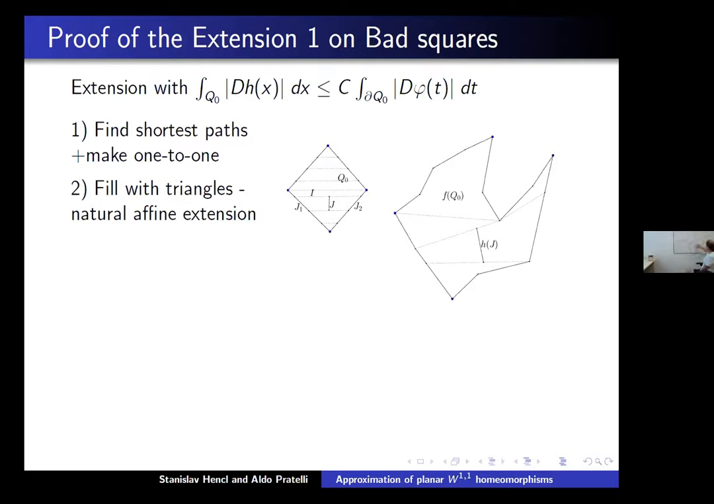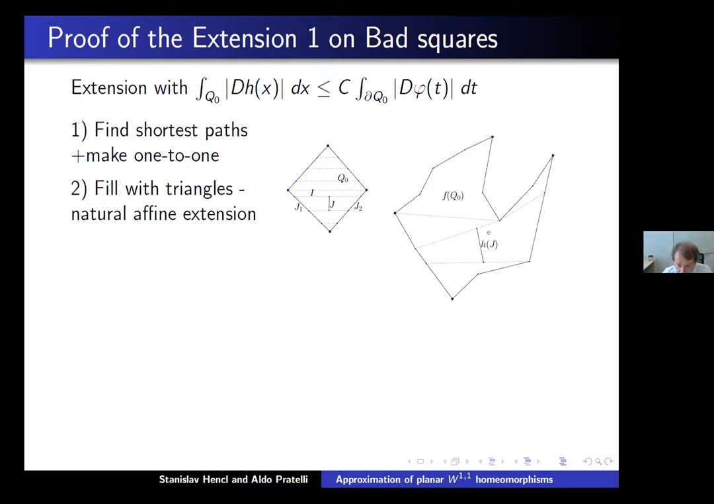I fill this with triangles and I extend it, sort of naturally. So in this way, first I defined what are the images of horizontal segments, shortest paths. Then I fill with little triangles and I put little triangles here. And in this way, I have a piecewise defined homomorphism. And hopefully, if I'm lucky, the energy is sort of close.